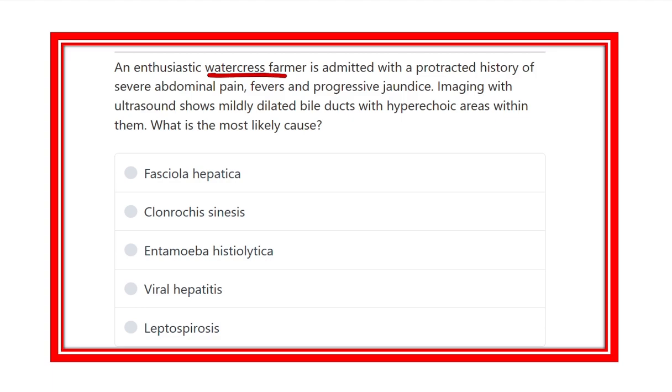An enthusiastic water cress farmer is admitted with a protracted history of severe abdominal pain, fever, and progressive jaundice. Imaging with ultrasound shows a mildly distended bile duct with a hyperechoic area within it. What is the most likely cause?